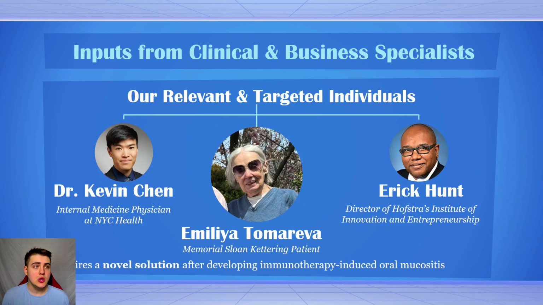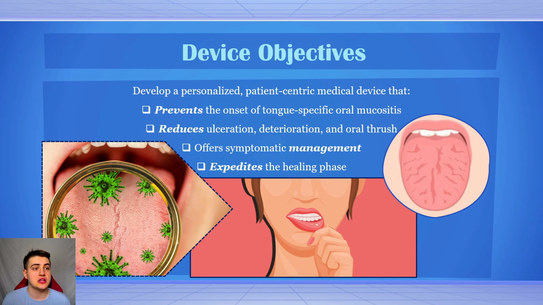to the Cleveland Clinic. We sought input from clinical and business specialists, but the most relevant and important individual that inspired this project is my grandma, Emilia Tomareva, who developed oral mucositis after undergoing immunotherapy for her mantle cell lymphoma in her eye. The device objectives here include the prevention of onset tongue-specific oral mucositis and also symptomatic management by reducing ulceration, deterioration, and oral thrush.